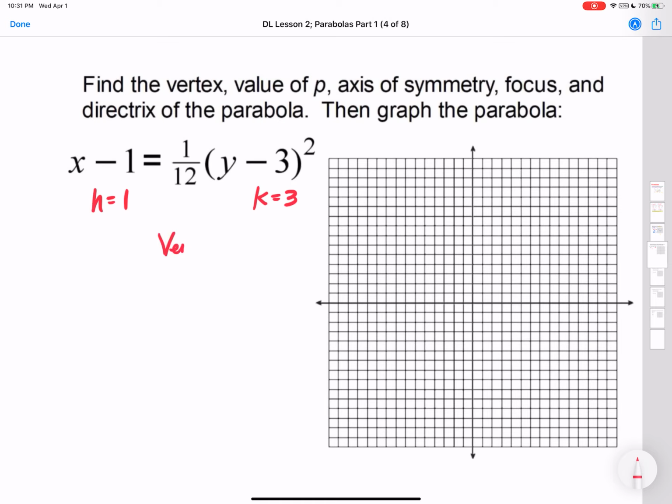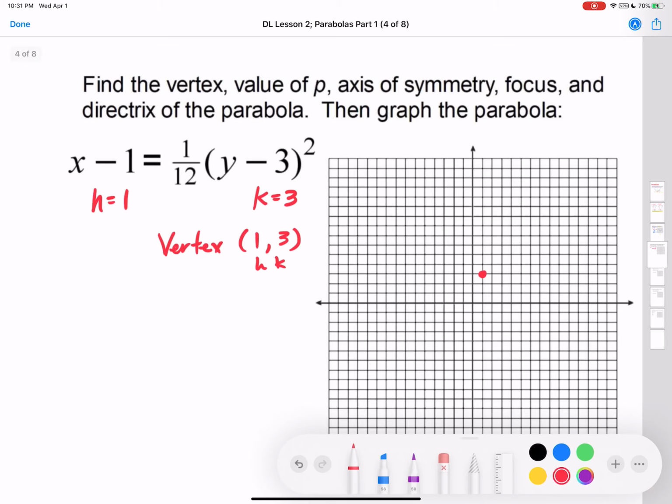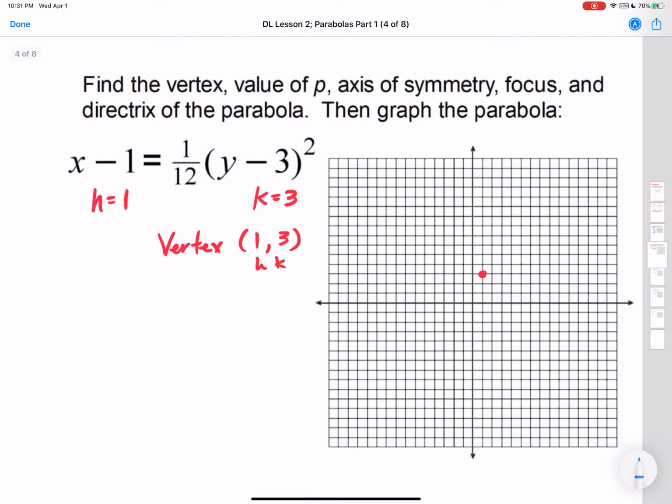So I know what the vertex is. The vertex is going to be located at 1, 3. Remember, it's h and then k. So that means my vertex is going to be located over here. Now again, we already know that it is horizontal because it started off with x minus h. So I'm going to take a look at this fraction here, and this fraction happens to be a positive fraction, which means it should be opening to the right. If it was negative, it's going to open to the left.